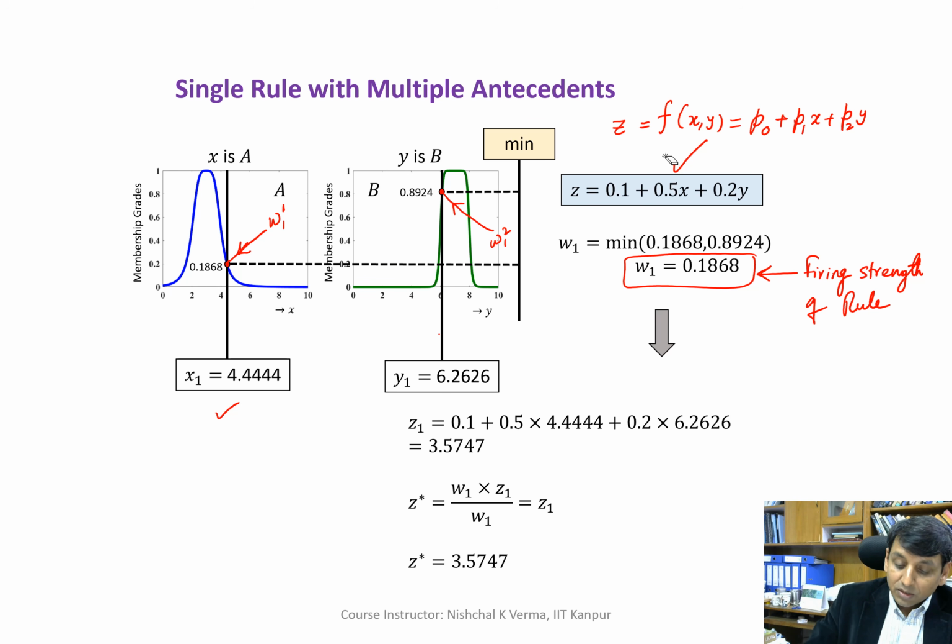So here, what is Z1? Z1 corresponds to X1, Y1. P0 is known, P1 is known, P2 is known, and W1 is also known. So we can quickly get Z1 corresponding to X1 and Y1. Since we again have a single rule, the output is going to remain the same. The weighted average, even if we take it here, is going to be 3.5747. So this is equal to Z1.